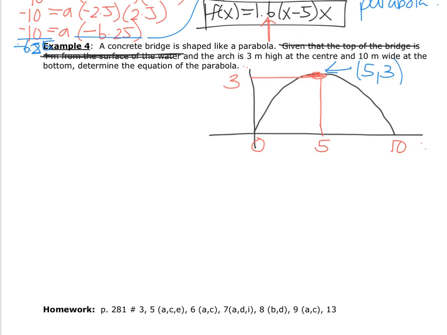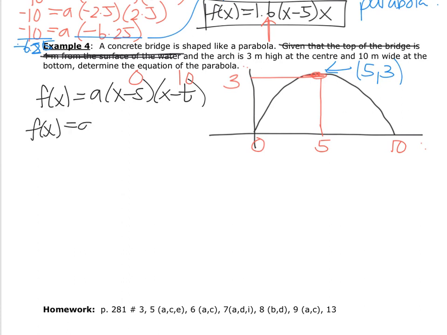So we're going to write out f(x) = a(x - s)(x - t). This should be pretty easy for us. So our two x-intercepts are, of course, 0 and 10. So let's throw those in really quickly. So we've got f(x) = a(x - 0), which is just x, times (x - 10). Beautiful. Okay, we got to solve for our a.